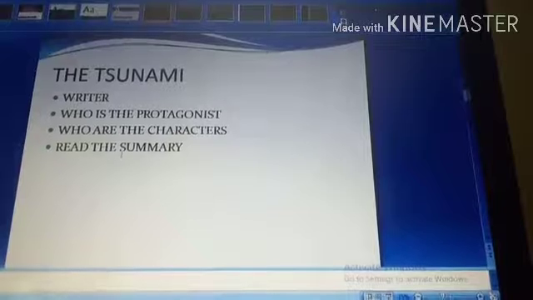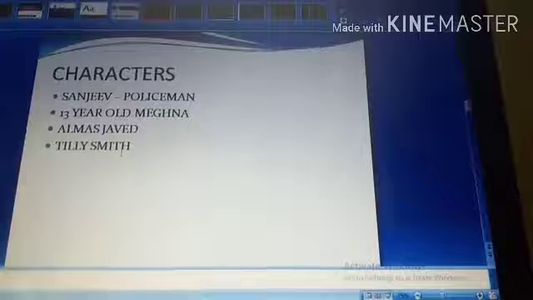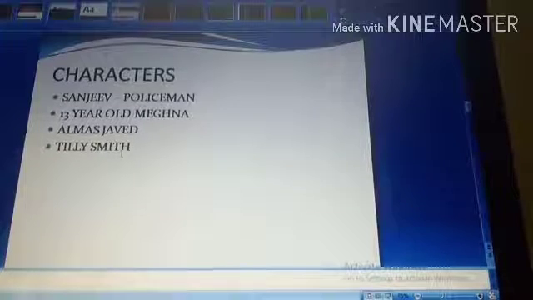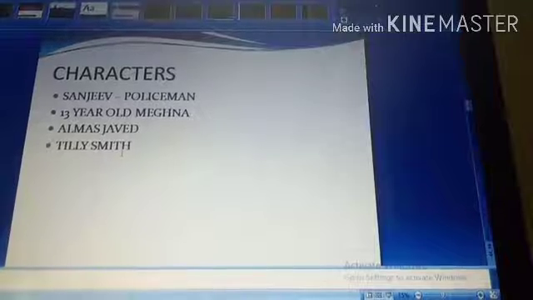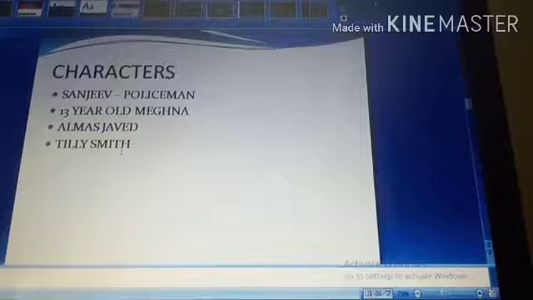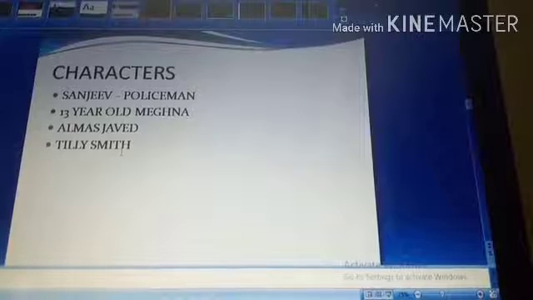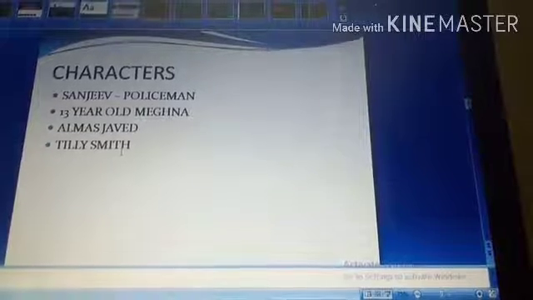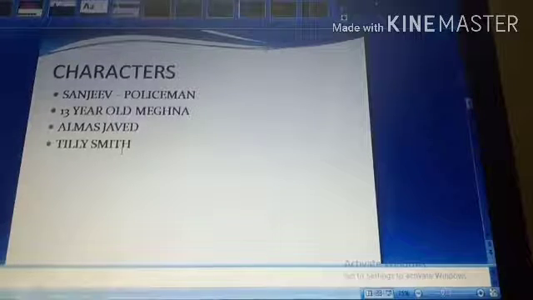Then you need to find out the characters in the story, who is the protagonist. For example, the characters are Sanjeev, who is a policeman, 13-year-old Meghna, Almos Jadev and Tilly Smith. What happened to these characters, how they faced this tsunami and how they helped themselves. So in this way, you need to write the writer's name, make a flow chart, and try to read the summary.